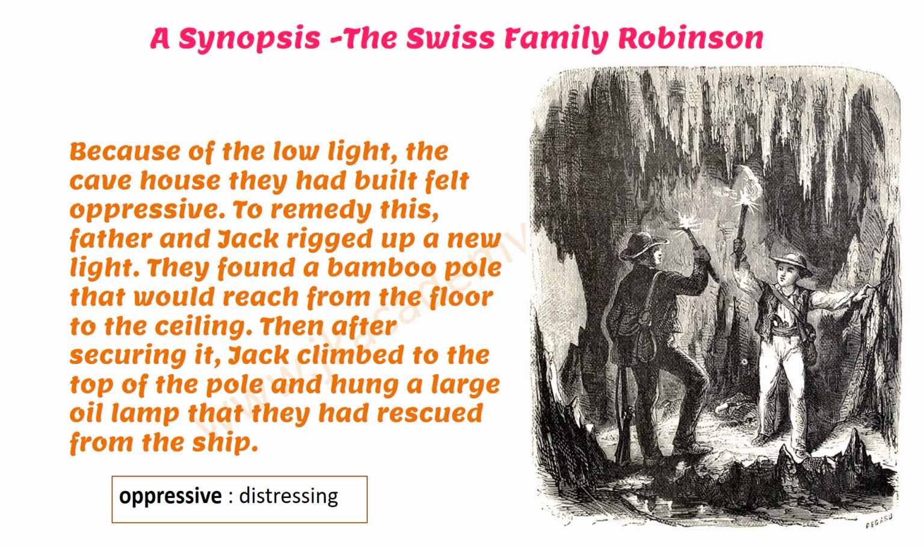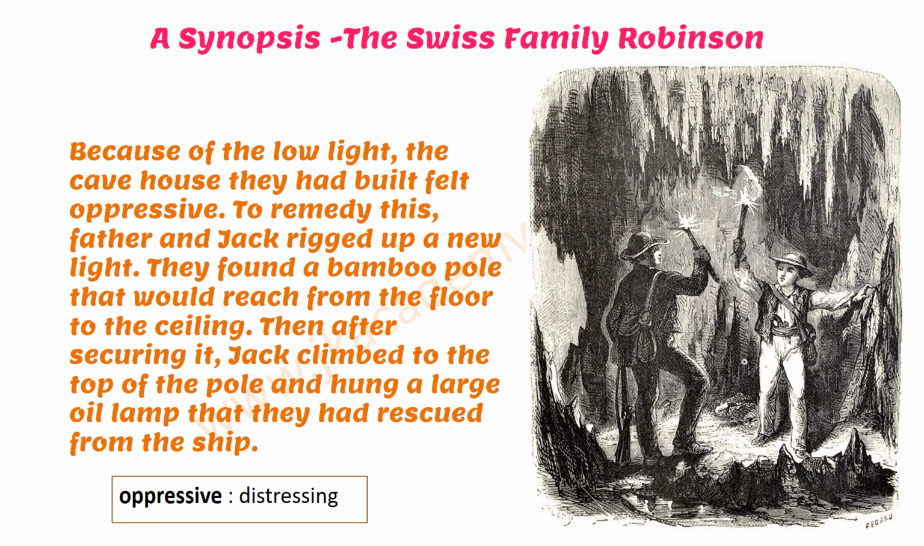So, because it was dark and gloomy and all that, it was not so bright. So what they did is, to remedy this, means to find a solution to this darkness, father and Jack rigged up a new light. Okay, so rigged means maybe striking up and bringing up a new light.